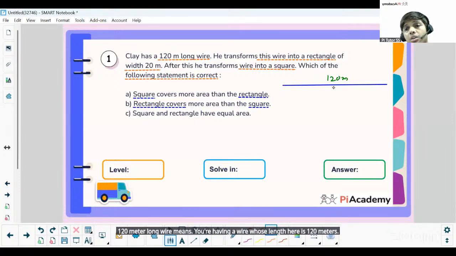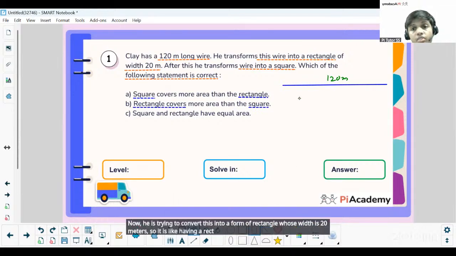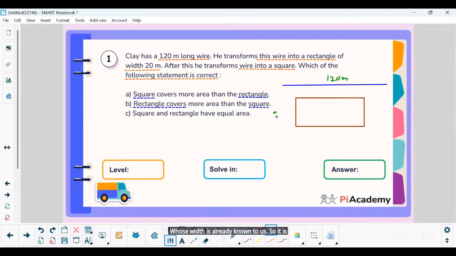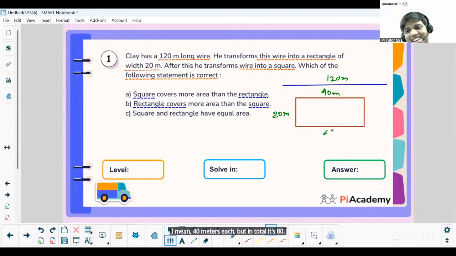Now, he is trying to convert this into a form of rectangle whose width is 20 meters. So it is like having a rectangle whose width is already known to us. So that means the length is 80 meters each. I mean, 40 meters each, but in total 80. Exactly. Very good, Venkat. That was absolutely correct. Can you explain to me how you have calculated it? We calculated this 40.